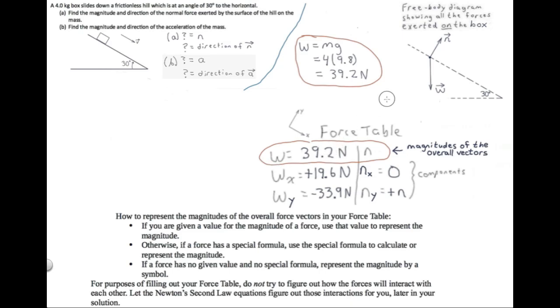There's no special formula for finding the magnitude of the normal force, so we represent the unknown magnitude of the normal force with the symbol little n, written without an arrow on top to indicate that this symbol stands just for the magnitude of the normal force. In our force table, we do not try to figure out how these forces will interact with each other. We're going to let the Newton's second law equations figure out those interactions for us later in our solution.